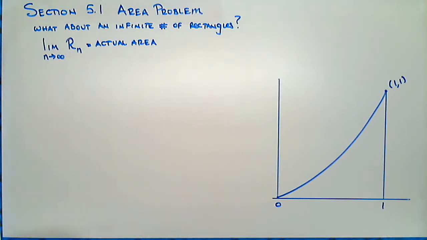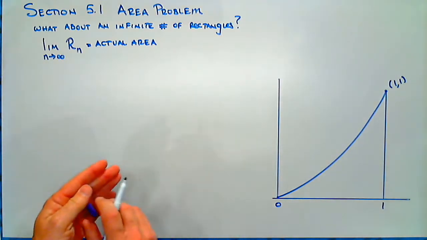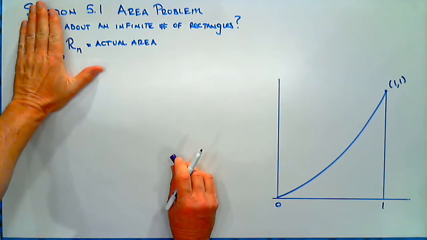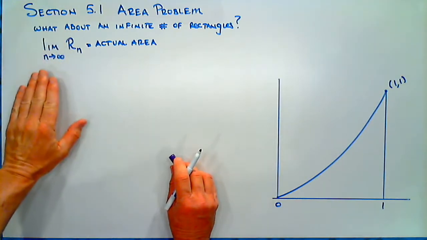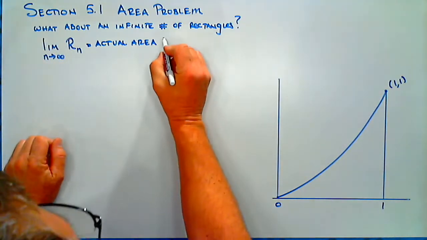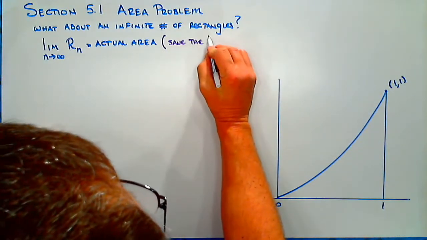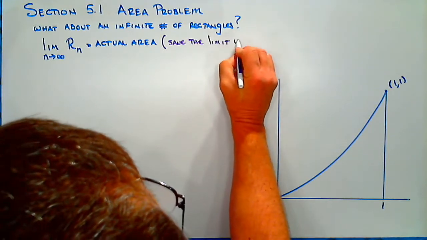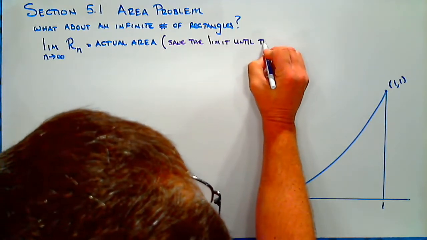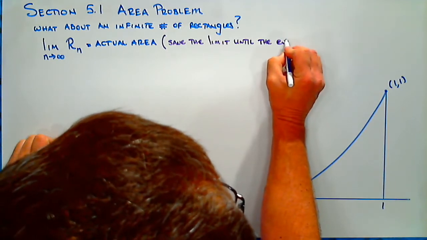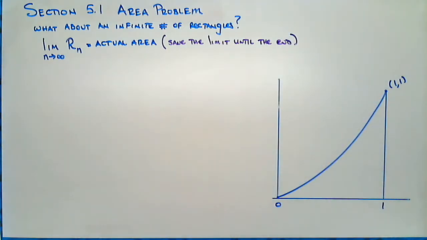Now, how are we going to do that? How are we going to do an infinite number of rectangles? Well, let's take a look at our picture over here. And now we're going to focus on this in the beginning, r sub n. We'll worry about the limit at the end. So I'm going to write that over here. We're going to save the limit. It's the best part anyway, right? Save the limit until the end. We don't want to be worrying about the limit right now. We're going to worry about r sub n.